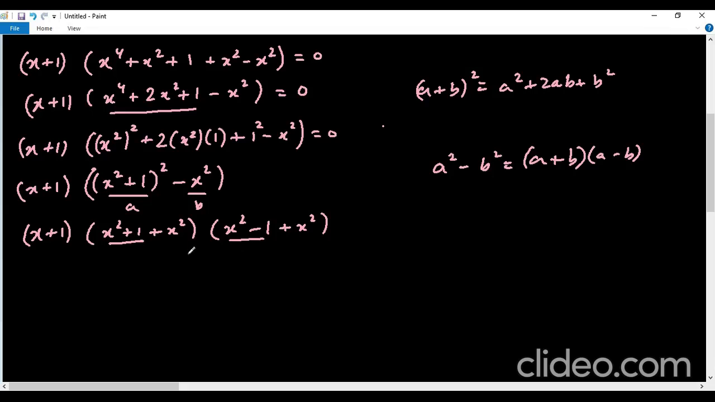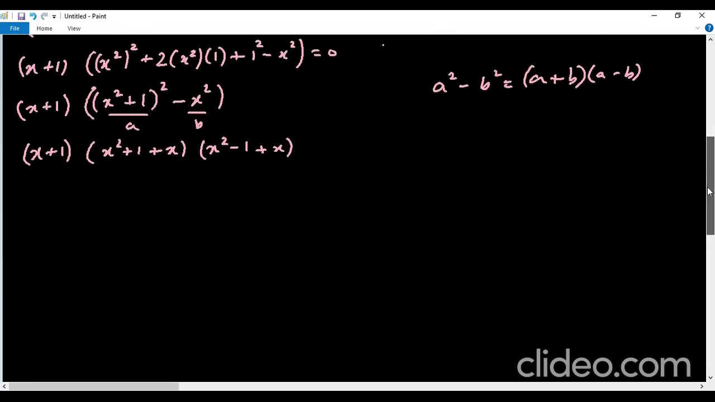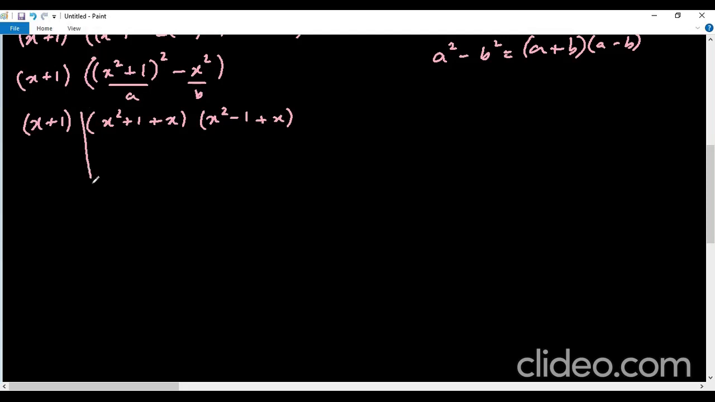Here I should make a little modification. The first one is going to give us x square plus 1 plus x, and here it is going to give us x square minus 1 plus x. This is the way I should be writing. And here I know very well there are three different categories, in which this one, and the third one. This is giving us x plus 1 equals 0. That means the value of x is going to be negative 1, a natural number, an integer.